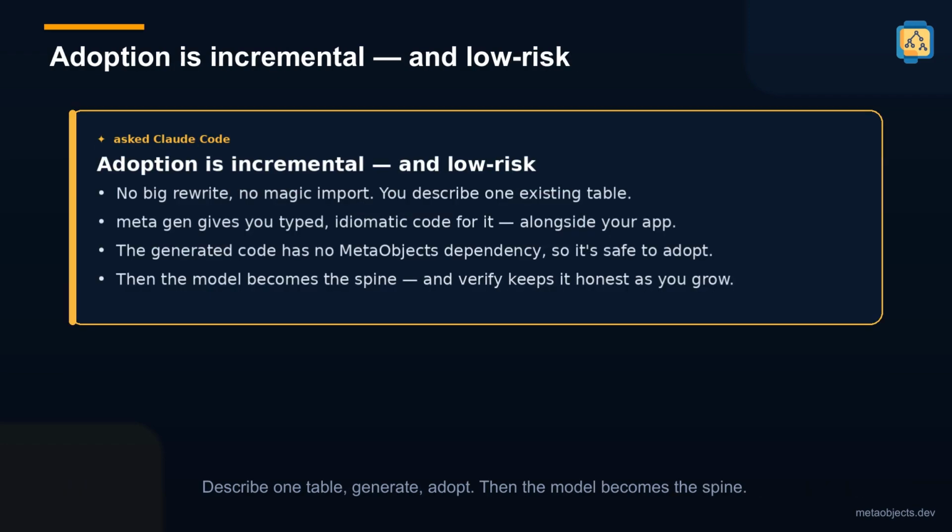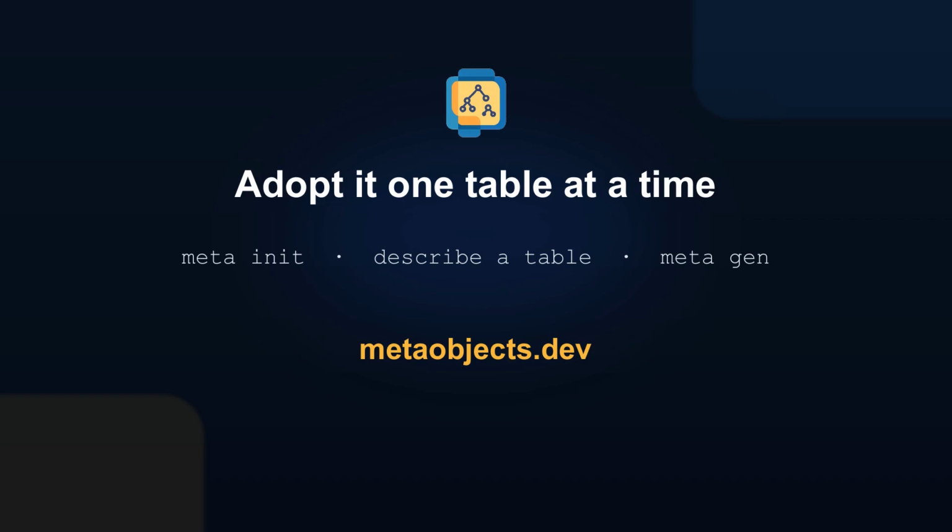That's adoption. Describe one table, generate, adopt. No big rewrite, no magic. Then, table by table, the model becomes the spine, and meta verify keeps it honest as you grow into it. You don't have to start over to start. Run meta init, describe a table, and MetaGen.